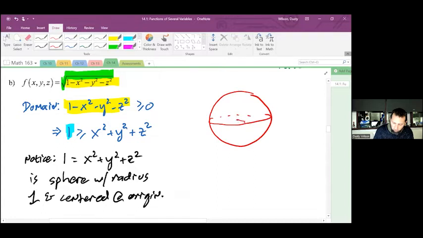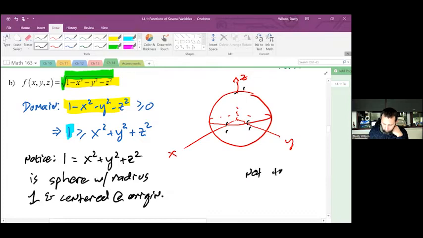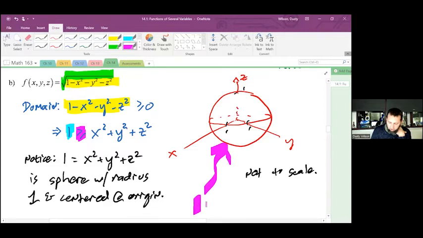Okay, with radius 1. This is x. This is y. This is z. And our ball has domain 1. Maybe this is not to scale. And specifically, because of the inequality that we are given, notice there's this inequality that 1 is greater than or equal to 1. Then this ball that we have drawn here is a solid.